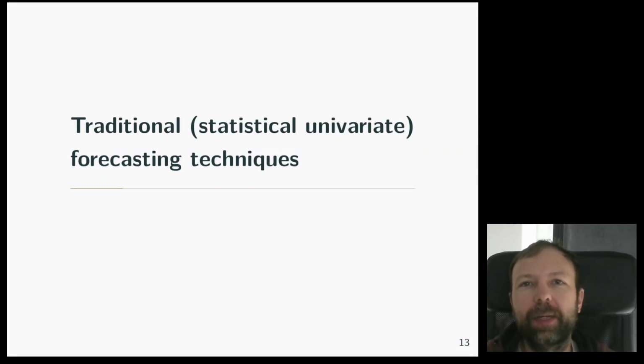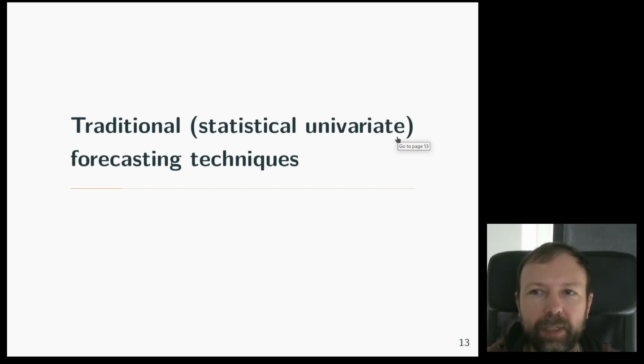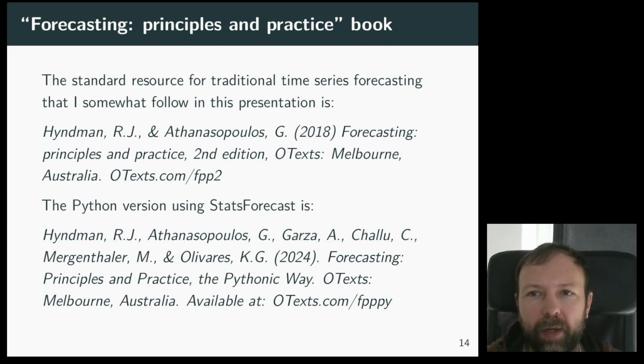This is the next chapter in our forecasting course, and I'm going to talk about traditional statistical univariate forecasting techniques. The standard resource for these traditional time series forecasting techniques that I somewhat follow in this part of the course is this book by Hyndman and Athanasopoulos, Forecasting: Principles and Practice, second edition.